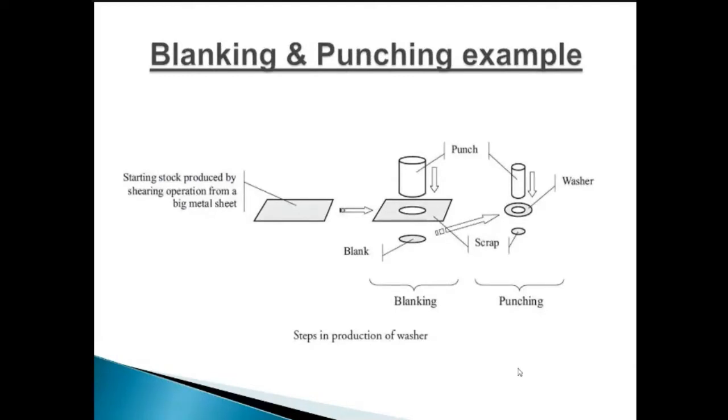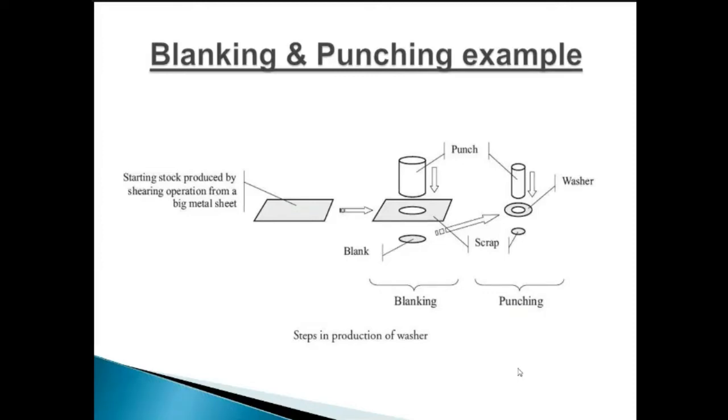Then see the blanking and punching. This is the best example for the difference between blanking and punching. Initially, in the first stage, we have to take one sheet. That sheet is forwarded to the press machine, where there is some die and punch arrangement.